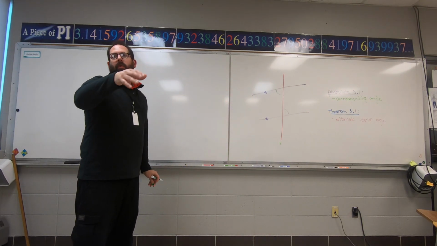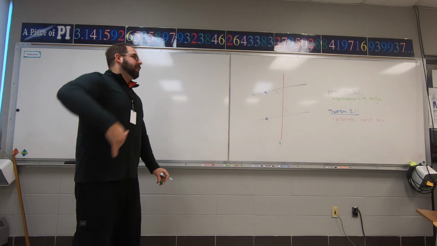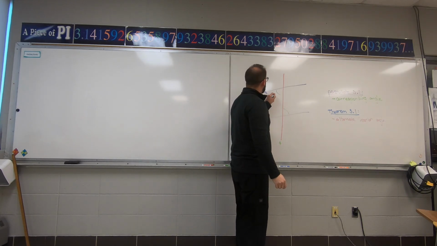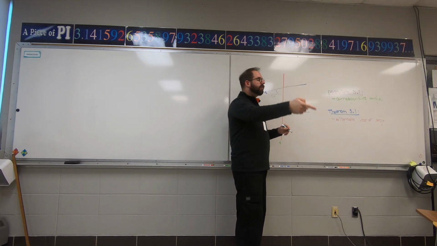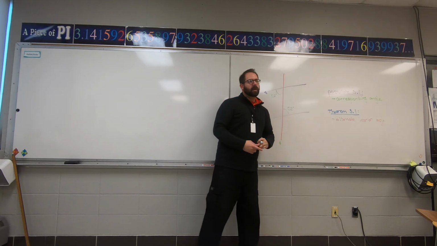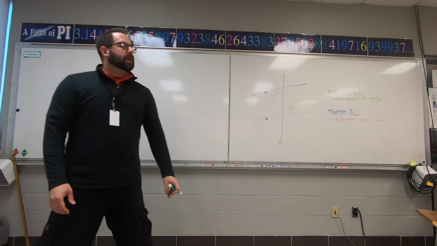So give me any number. I know you guys made up 5 earlier. Make up any other number you want. 52. 52, okay? If this is 52, what this theorem says is that the other alternate interior angle, this one, is also the same number. That's what it says.